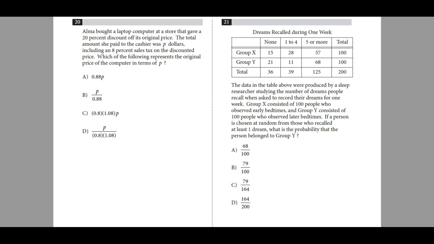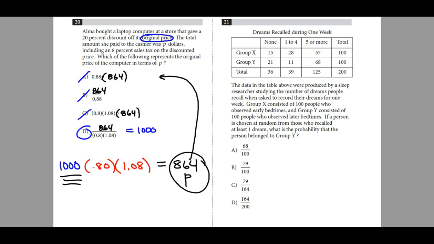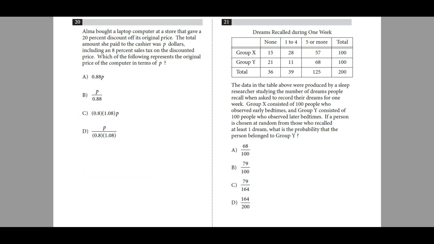All right, moving on to number 21. It looks like we have a probability problem with a table. So something I could do here is, we're talking about dreams. It looks like there's two groups. We have group X where there's 100 people, group Y there's 100 people. So we have a grand total of 200 people.